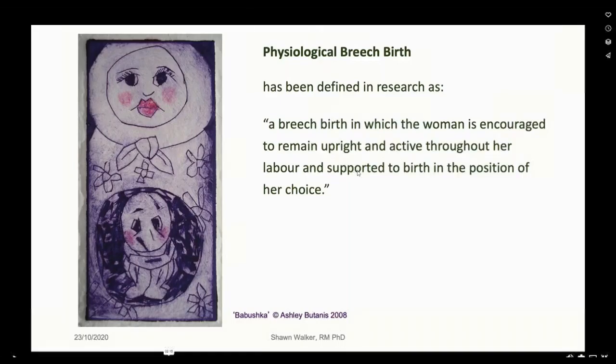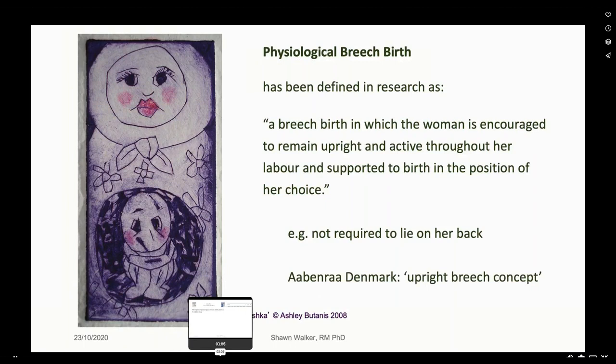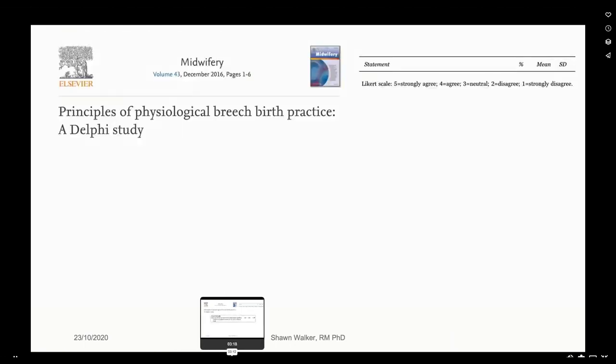I'm going back to the video if you think it's useful. So guys, in this video, as I showed you, the encouragement of upright position is important. Again, the woman is not required to lie on her back during the breech delivery. So avoid this, please.